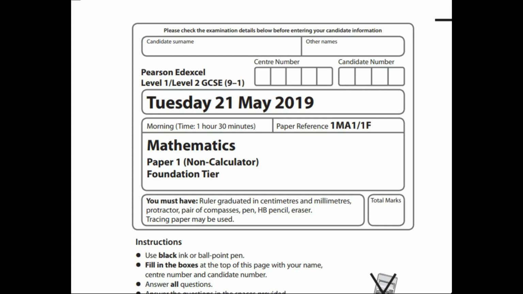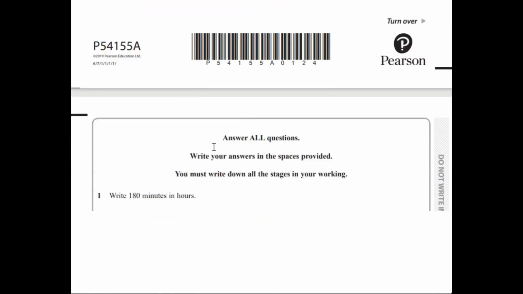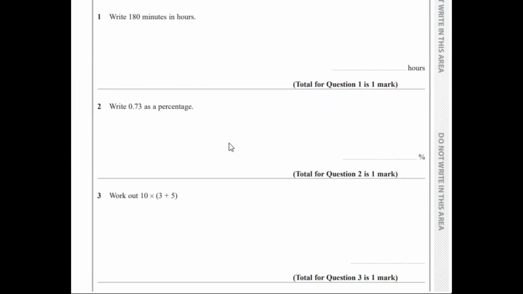In this video, we're going through the Edexcel May 2019 Paper 1 Foundation tier. I'll go through each question once, and then I'll create a similar question which you can do to test your understanding of the maths. So for the first question, write 180 minutes in hours.